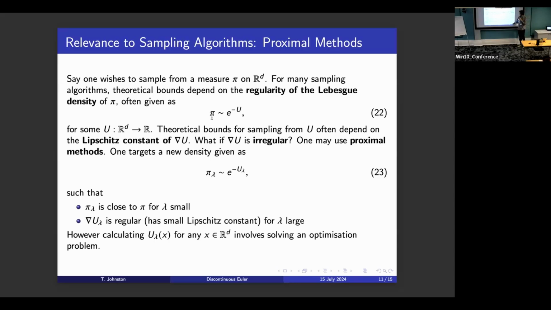However, calculating the value of this regularized coefficient here is not so straightforward. It's related to the Moreau-Yosida regularization from convex analysis, and it's given as an infimum over the whole space. So one essentially has to solve a small optimization problem for every evaluation of this function and its gradient.